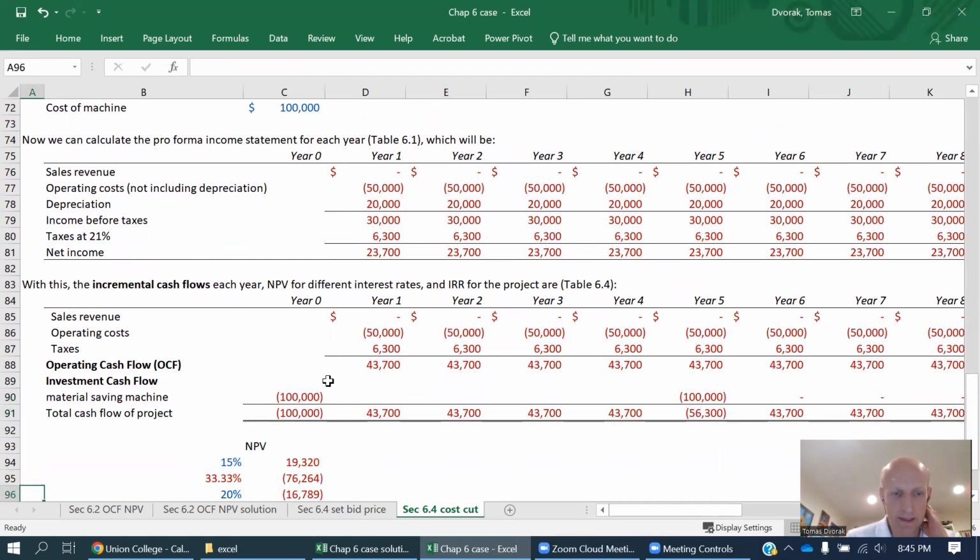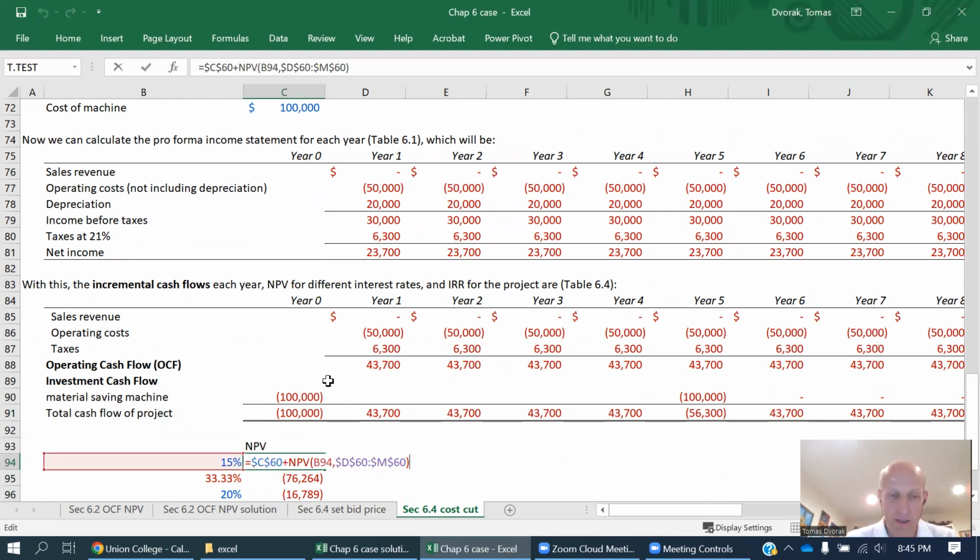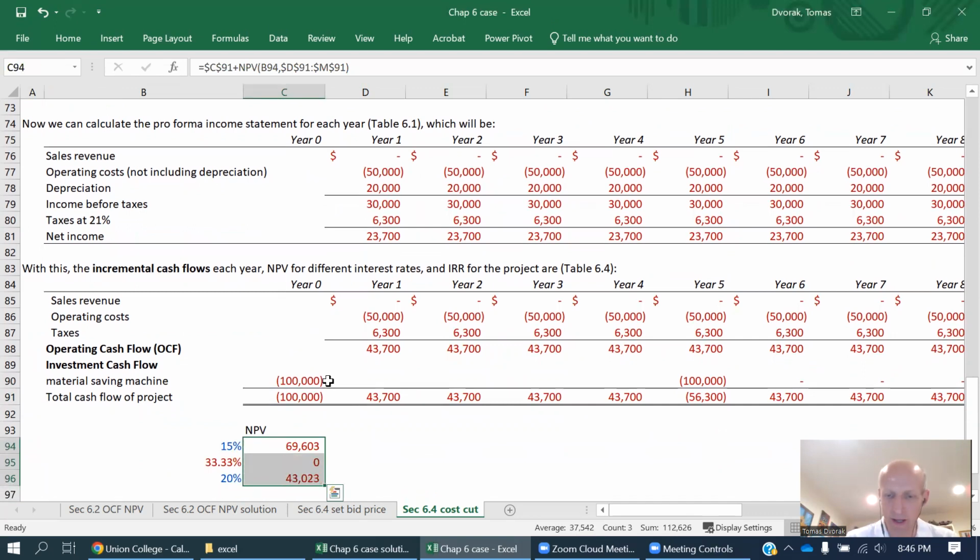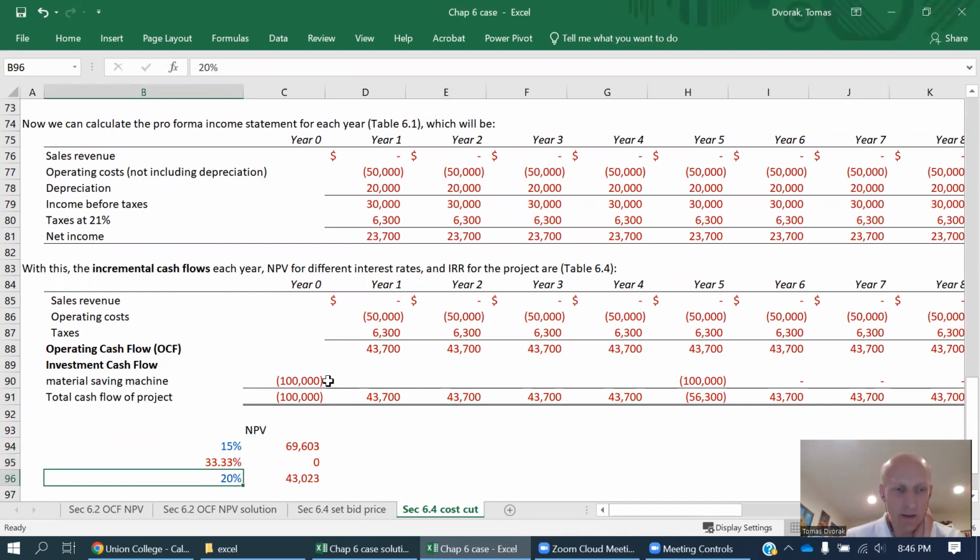All right, let's calculate the NPVs, and we know those formulas were locked, so we're going to change them again. So we need C91, D91 to M91. That should work. We're gonna Control D that. The IRR is correct. Fantastic. So this is at 15% discount rate, 20% discount rate.